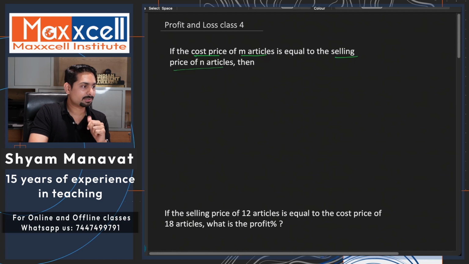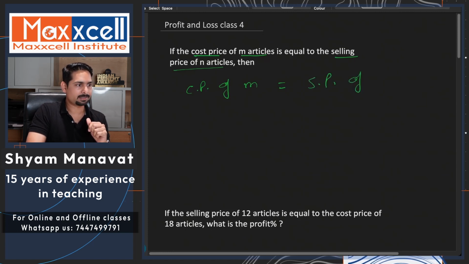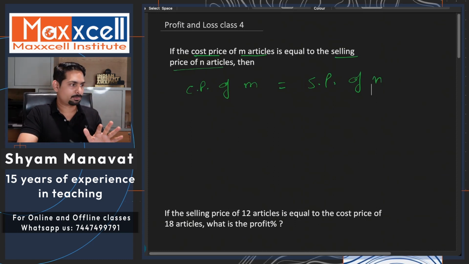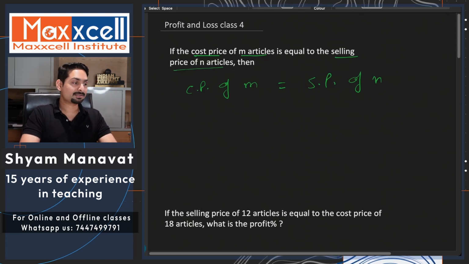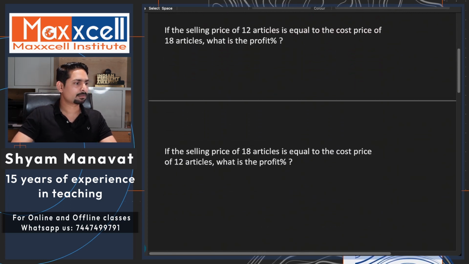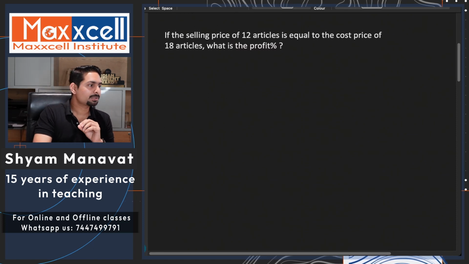So if I try to write this as a math expression, I can say the cost price of M articles is equal to the selling price of N articles. Not a formula, I'm sorry, but an expression. So this is what it means. If you get these kinds of questions, how do you simplify them? There are various methods to solve such questions. I will try to give you the easiest solution.